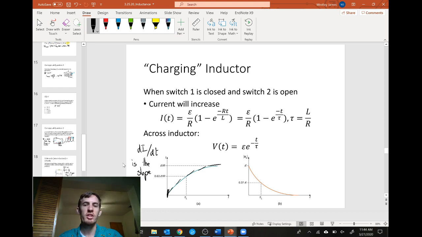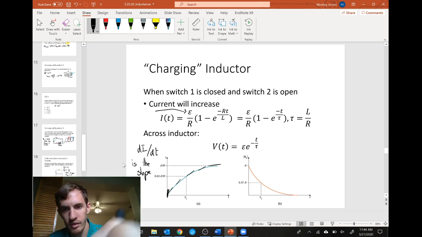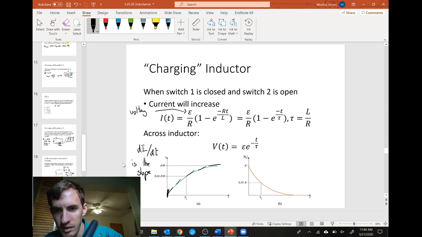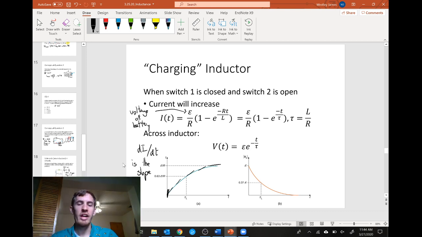And I'm not going to go through the derivation. We're not going to worry about that, but this is the equation for it. The current with respect to time in a circuit with a resistor and an inductor is the voltage of the battery, that's what that EMF is, divided by the resistance in the circuit times parentheses 1 minus e to the negative resistance times time over L. So if you want to figure out the current 3 seconds after, you just plug in 3, plug in all your values, and you're going to get the current.